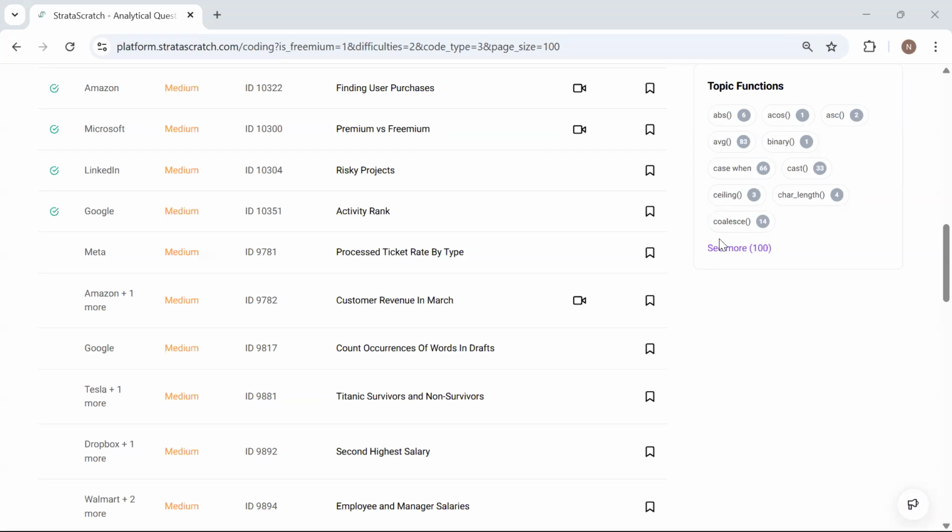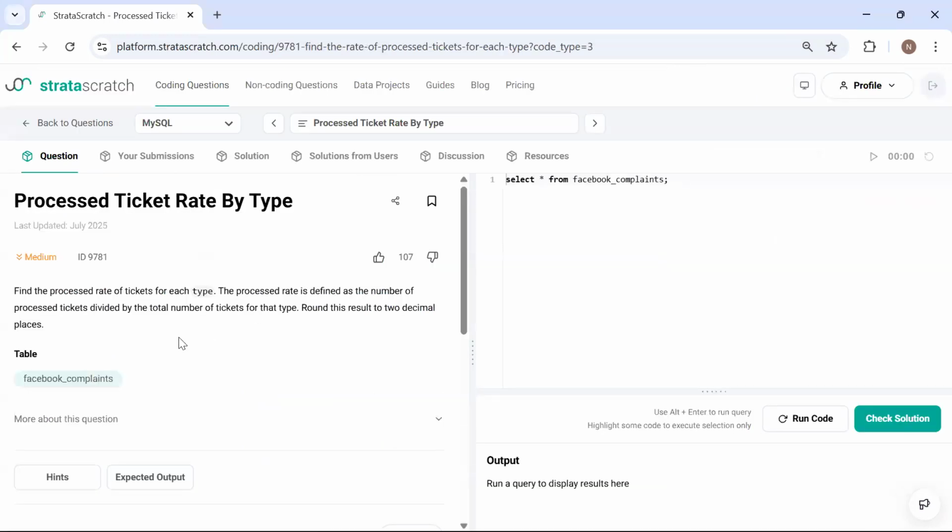And the question we are going to solve today is processed ticket rate by type, and this question got asked in Meta. So the question is, find the processed rate of tickets for each type. The processed rate is defined as the number of processed tickets divided by the total number of tickets for that type. Round this result to two decimal places.